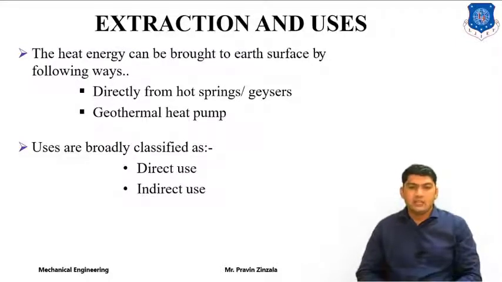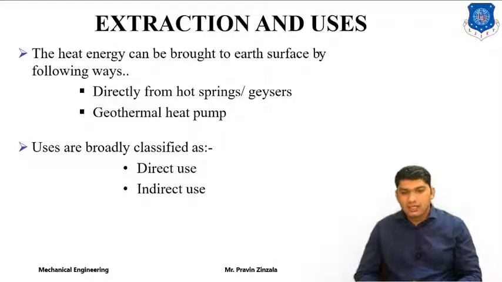The heat energy can be brought to the earth's surface by two methods. First, directly from a hot spring or geyser, as in Tulsi Shyam, where we get hot water on the surface. There are many locations in the world where we get the energy on the surface. The second method is the geothermal heat pump. We can supply pressurized water to the earth and get hot water or steam from the earth. Utilization of geothermal energy is basically of two types: direct utilization and indirect utilization.